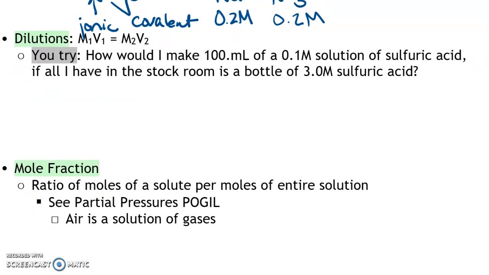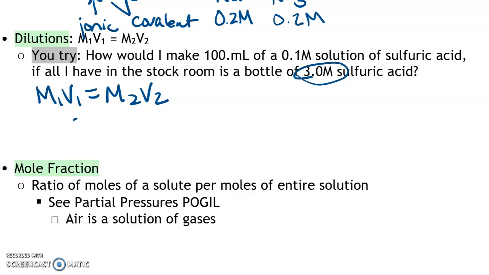For dilutions, this is just to remind you how to do a dilution, because you're going to have to do this with the 0.2 molar cobalt chloride solution I give you. So remember that our dilution formula is M1V1 equals M2V2. If I was using this example here, keep in mind your bigger number is going to be your first number.